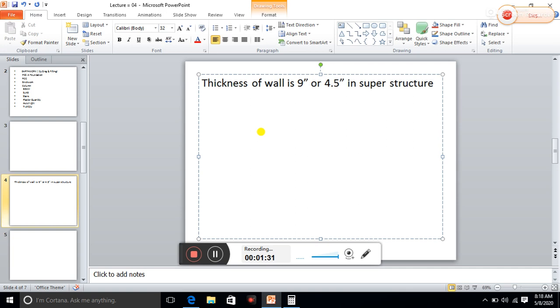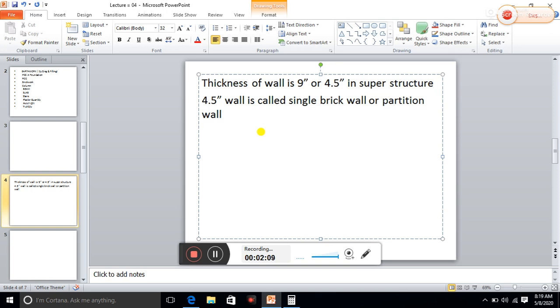So now, a 4.5 inch wall is called a single brick wall, or partition wall.